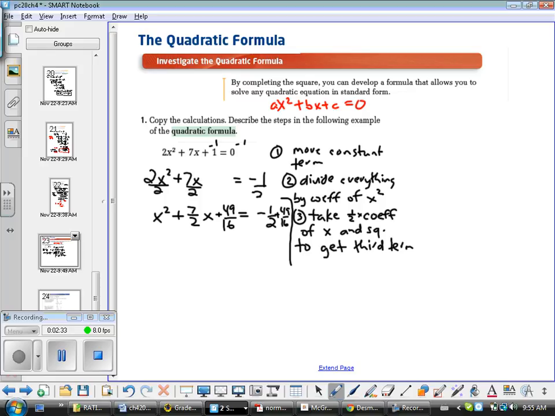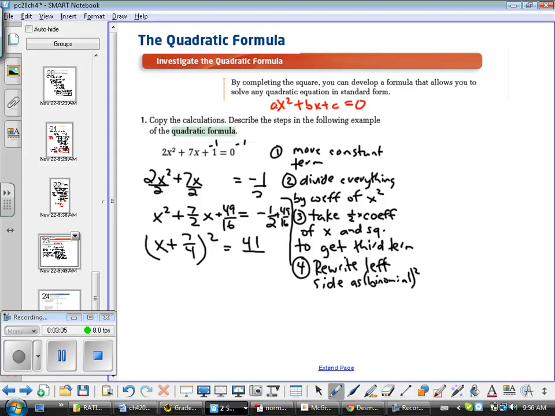Then I'm going to rewrite the left side as a binomial squared. I make that x plus 7 over 4 squared, and I simplify the right as I'm doing that. So this is negative 1/2, which is the same as negative 8/16. So that becomes 41 over 16.